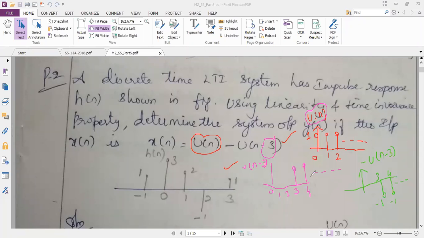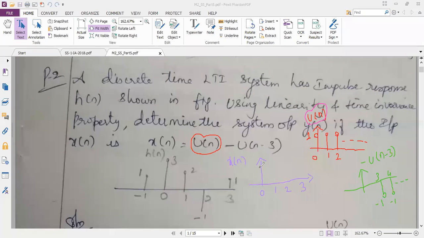Now I can consider only the main diagram. The main diagram is the one drawn in red color and the one drawn in green color. So I have to add both the signals. When I add both the signals, can anybody tell me at what values of n I will get the output? I'm just writing the n values on the x-axis. So I want the complete x of n. Can anybody add these two diagrams shown on the screen?